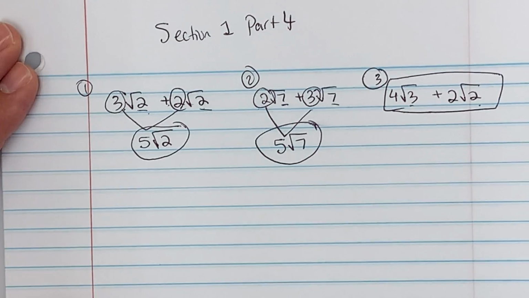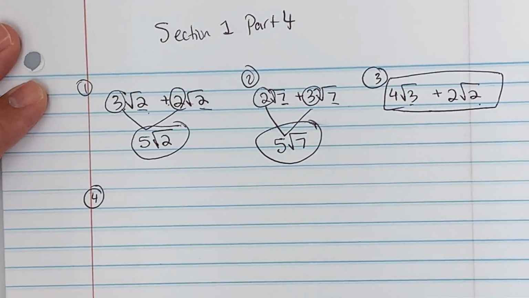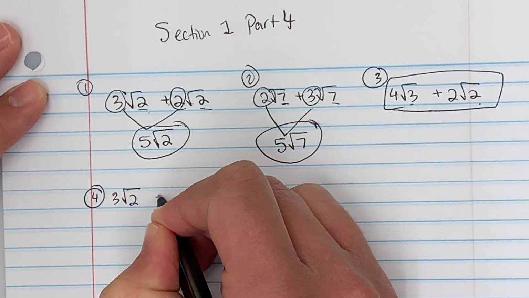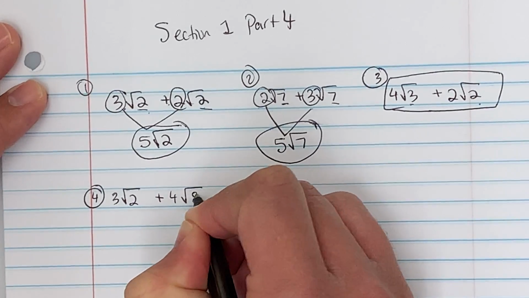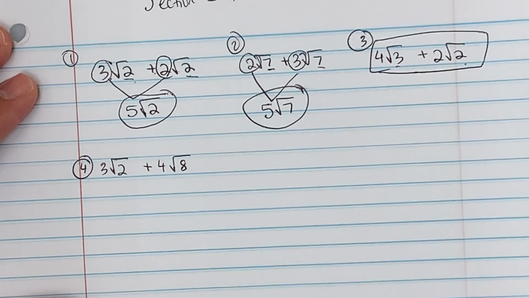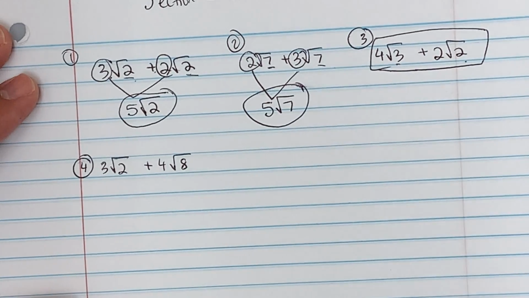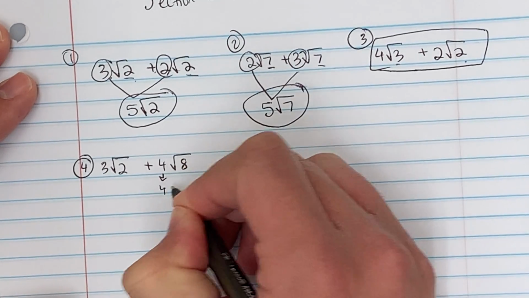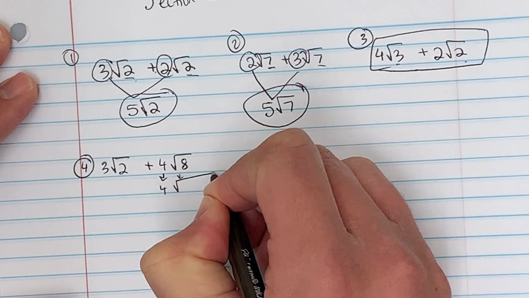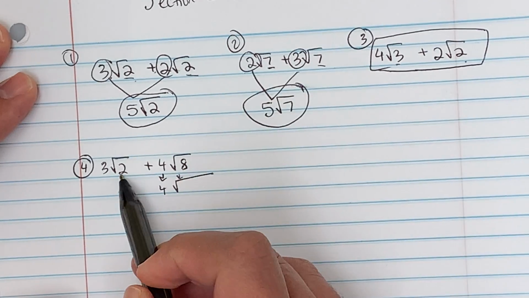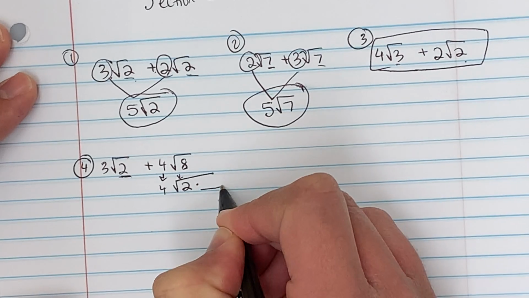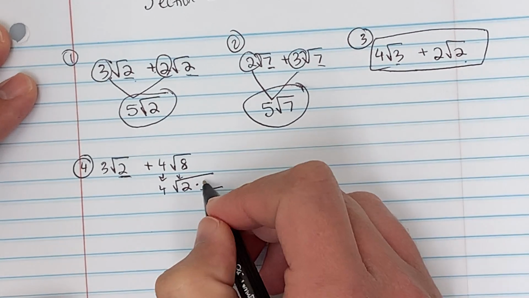All right, let's look at number 4. Now let's say that we have 3 root 2 plus 4 root 8. So those are different numbers, but now I actually can simplify the 8 so that they would match. Let's do that. So we're going to bring down our 4 and that radical sign. But instead of 8, I'm going to plug in a 2 times something that is going to give us 8: 2 times 4.